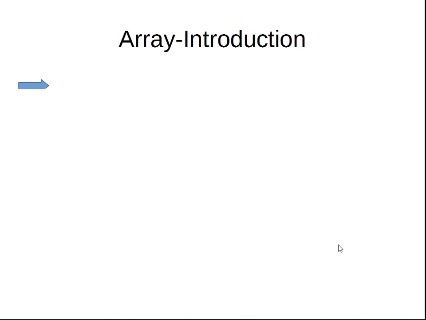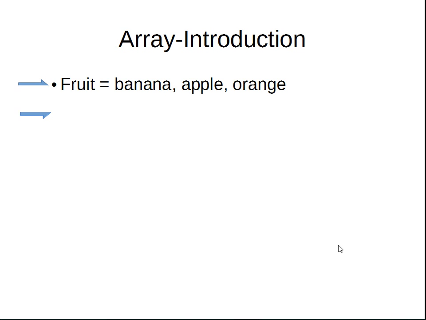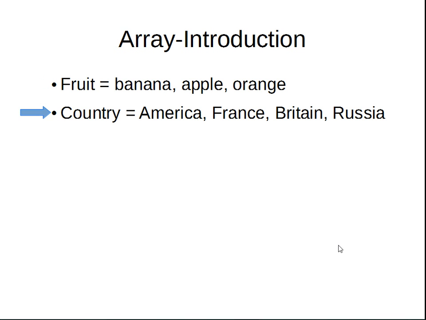Let's say you want to create a variable named fruit and you want to hold banana, apple and orange in one variable. By making them an array you can do that. Or let's say you want to create a variable named country and you want to hold four countries in there: America, France, Britain, Russia. By declaring them as an array, you can do that. But if you don't declare them as an array, you can only hold one single value. So remember, in an array you can hold multiple values, but in a variable you can only hold a single value, and that's very important.